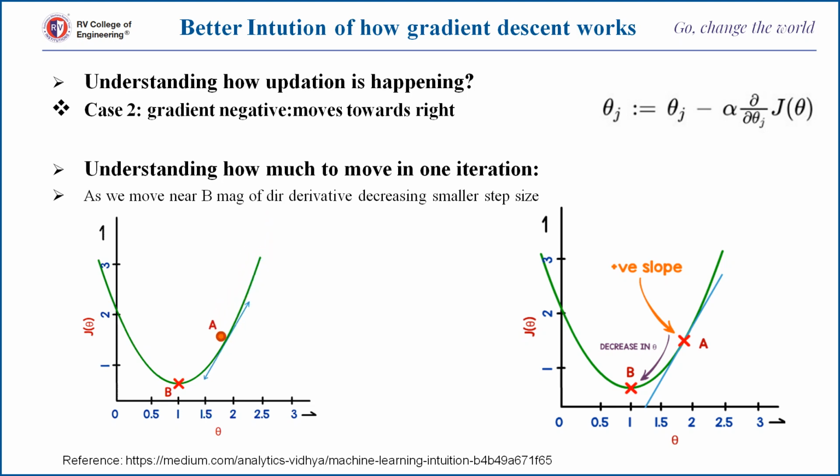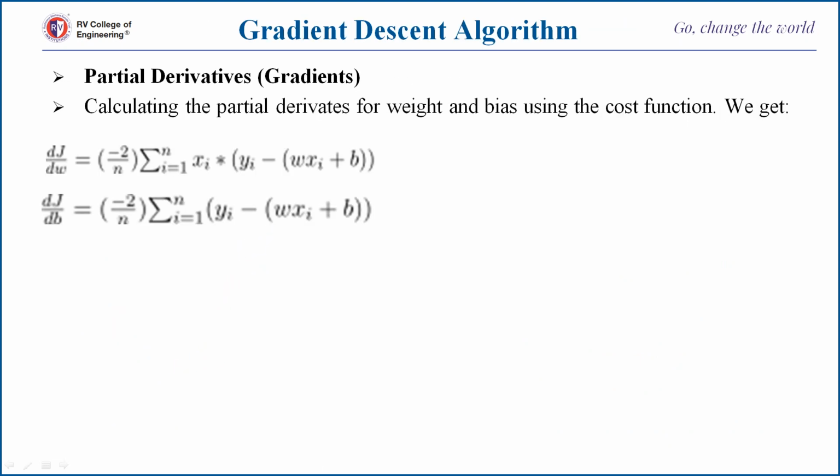So now next question, understanding what should be the step size in one iteration. We can see from the animation over here, as we move near B, the magnitude of the directional derivative is decreasing, or we are taking smaller step sizes as we reach the value of B, and at B the derivative is 0. So next is partial derivatives or gradients.